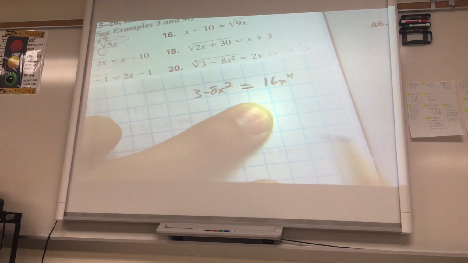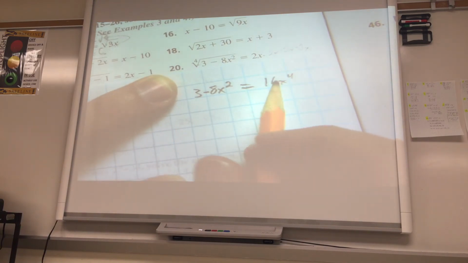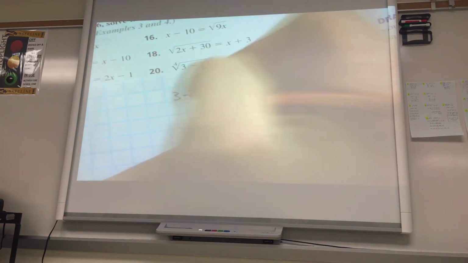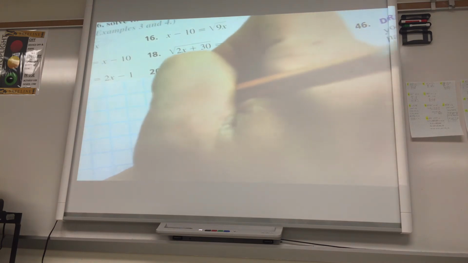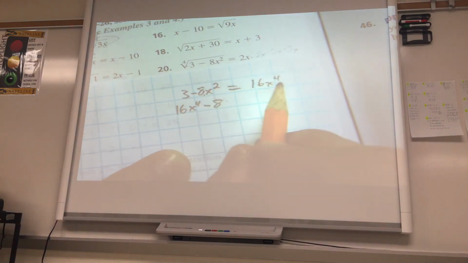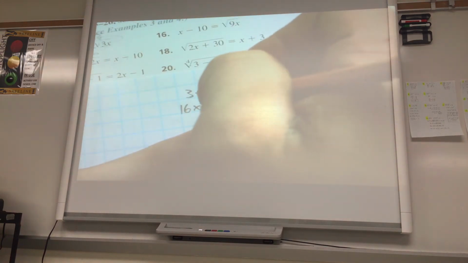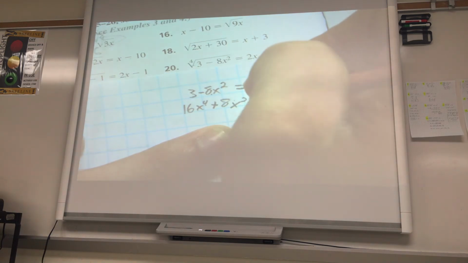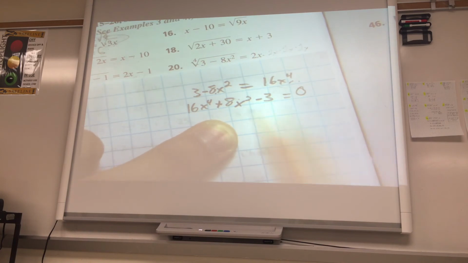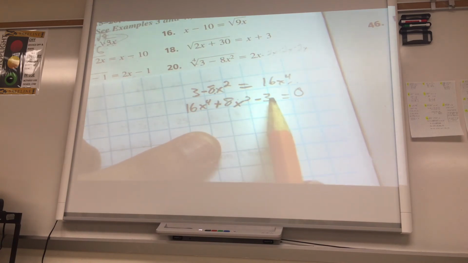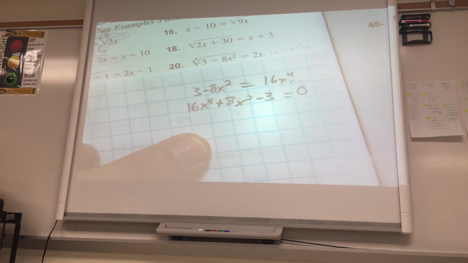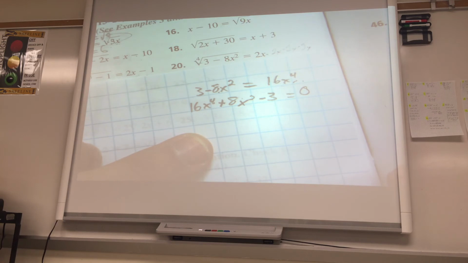Okay, so this is actually a really interesting situation. So here we go. I've got 16x to the fourth. I'm going to say minus 8. Oh, let's see. I'm going to add this to that side, and I'm going to add this to that side. So I end up actually getting plus 8x squared minus 3, and I set it all equal to 0. So the reason I'm setting it equal to 0 is because I recognize that this is a constant, this is squared, and this is a fourth degree. So I'm going to factor this, or attempt to factor it, like a trinomial.